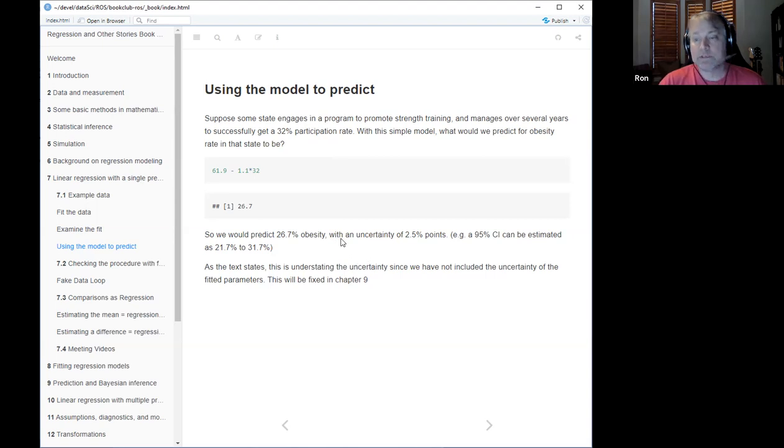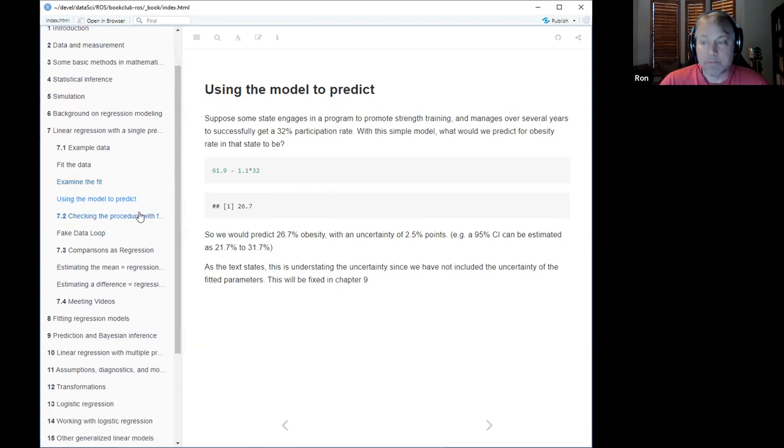And this only uses the uncertainty in the noise term, but as it says in the book, we will learn in chapter 9 how to include also the uncertainties in the fitted parameters themselves, which will increase that confidence interval a bit. The point being that there's other slopes that are consistent with the data, there's other intercepts that are consistent with the data, and we should incorporate that into our prediction uncertainty as well. That makes sense? That's all.